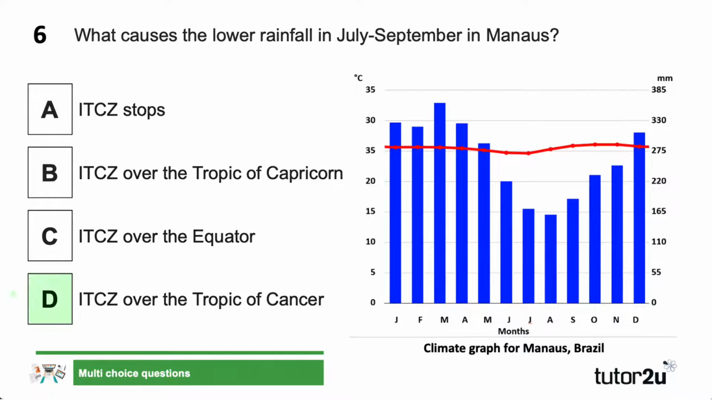Okay, let's take a look at the right answer. The right answer is that the ITCZ moves to be over the Tropic of Cancer at that time of year, which is when we in the Northern Hemisphere would have our summer, and that becomes drier in the Southern Hemisphere over the Tropic of Capricorn.